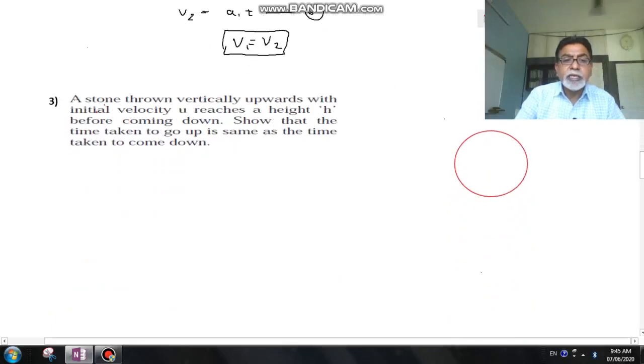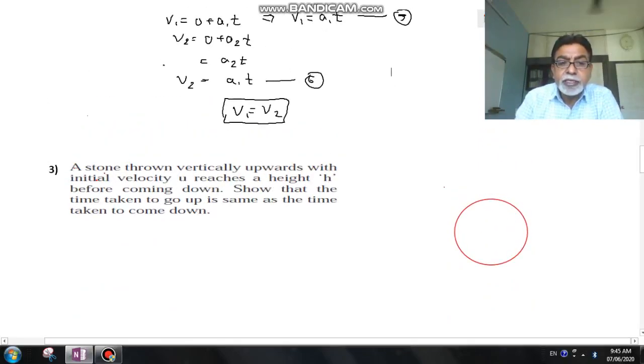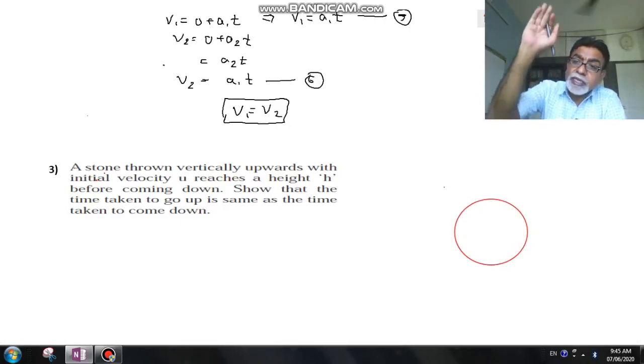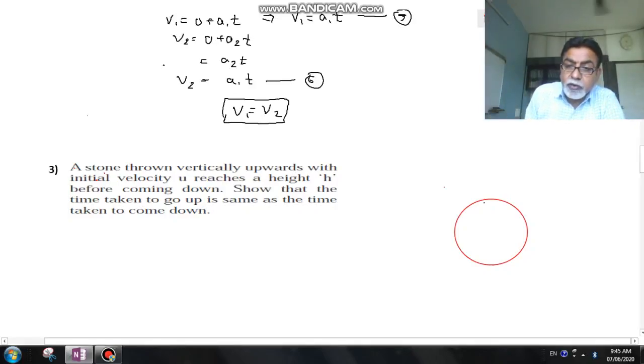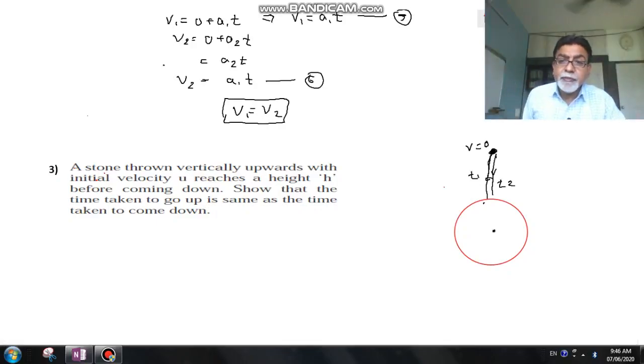Now here we have to discuss the third problem. A stone is thrown vertically upward with initial velocity u and reaches height h before coming down. Show that the time taken to go up is the same as the time taken to come down. So suppose this is the center of the earth, and here we have thrown a stone and it reaches here. Obviously, as it is going up, its final velocity becomes 0. Suppose the time to go up we call t1, and the time taken to come down we call t2. We'll show both of these times are equal.